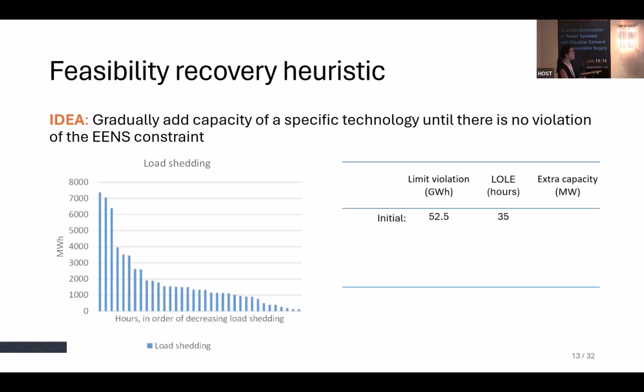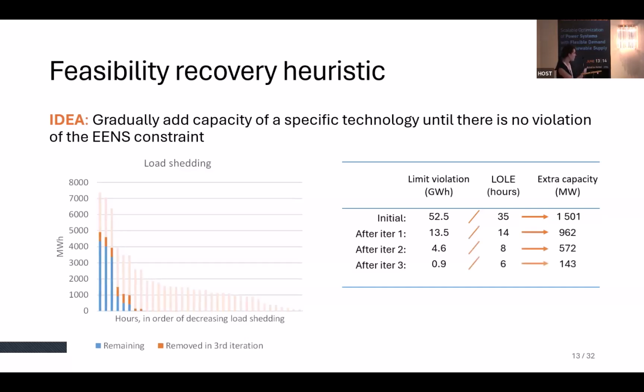Assume this is my solution, the load shedding from the solution I have. Assume that there is a limit violation of 52.5 spread across 35 hours. So how much capacity do I need to add? The least I can say is, okay, I will be adding 1,500 megawatts. If I add this and have it working to cover load shedding, my load shedding would be decreasing. I still have some limit violation, so I repeat the process. I add 962 more, and the violation will be further reduced until I reach 0.